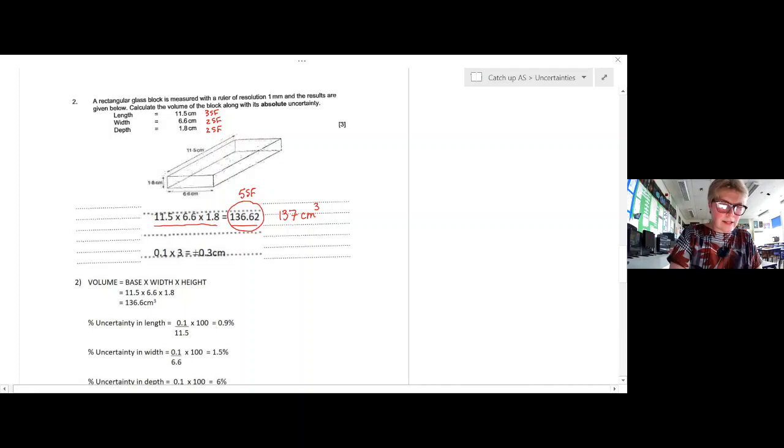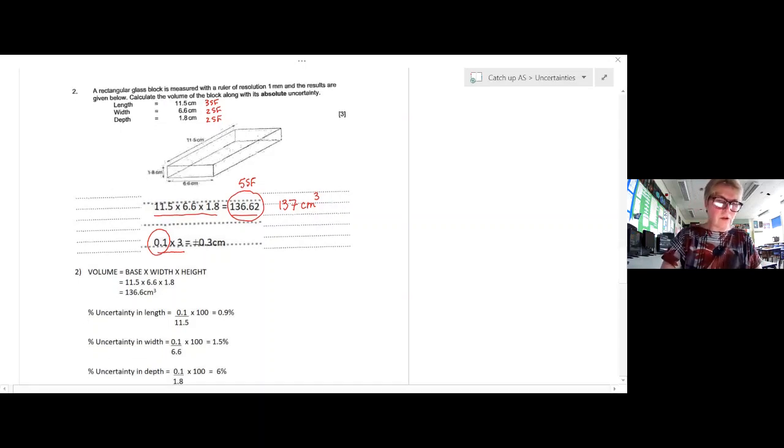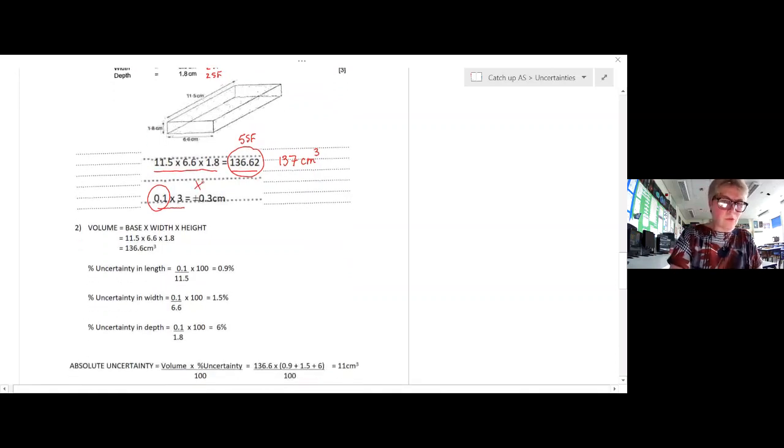Now this candidate here has given the uncertainty correctly as 0.1, that's the absolute uncertainty, but then what they've done is they've times that by 3 because they're using it 3 times, and they don't get their marks here because what they haven't identified is that the percentage uncertainty will be different for each and every one of them. So this is not going to do it, and there's quite a lot of marks at stake here.